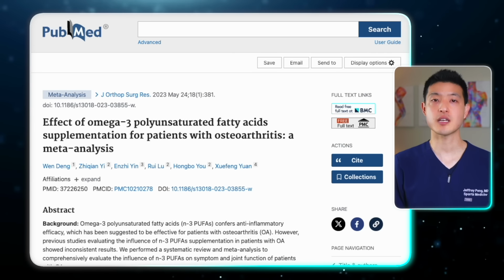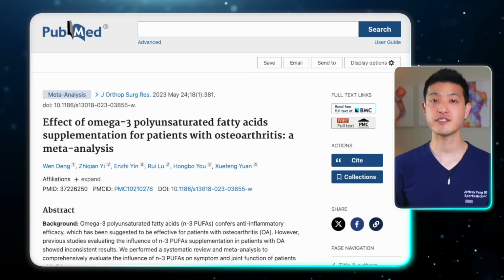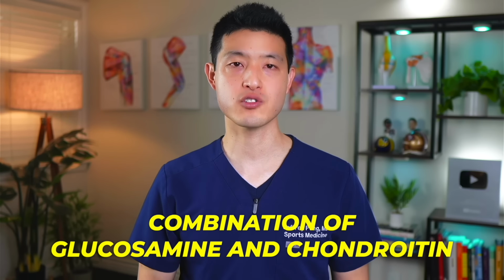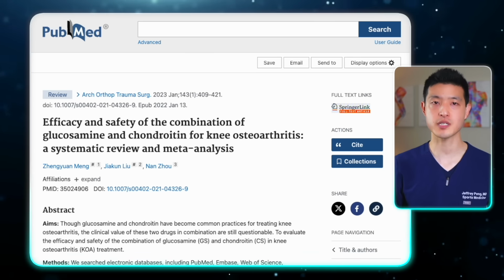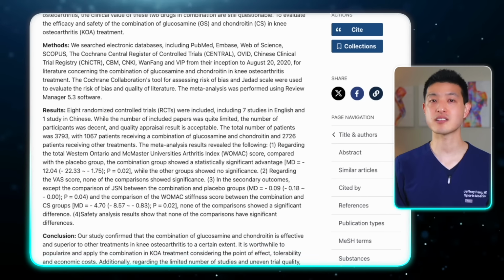Recent studies suggest supplementation of omega-3 fatty acids can be effective in relieving pain and improving joint function in those with arthritis. Another well-studied supplement is the combination of glucosamine and chondroitin. While clinical trials show that the pairing can help reduce symptoms, the effect size is small and less than those of Boswellia as well as turmeric.